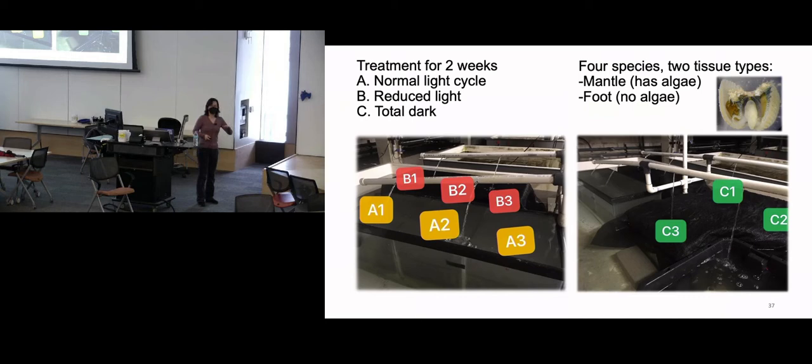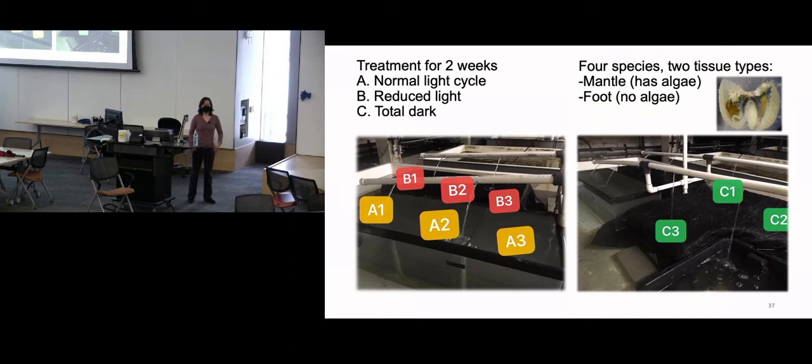And then lastly, we have this cruel, dark side of the treatment where we just cover the tank, and these poor clams are just sitting in the dark for 2 weeks with no light. Right? So basically, normal photosymbiosis, reduced photosynthesis, and then no photosynthesis. After 2 weeks, we collect two different tissue types from all four species, the mantle and the foot. If you remember my slides earlier, the mantle is the tissue where the symbionts live, and the foot is where there are no symbionts. And of course, for the non-symbiotic species, both tissue types have no algae.